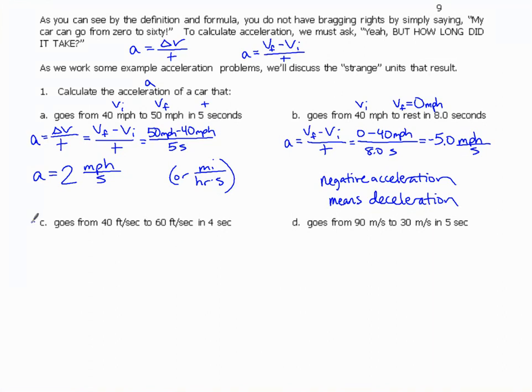C, a car goes from 40 feet per second to 60 feet per second over the course of 4 seconds. So let's identify what we have. There's initial velocity, that's final velocity, and here's our time. Acceleration formula. Final velocity is 60 feet per second. Initial velocity, so we're minus 40 feet per second over the time, which is 4 seconds.